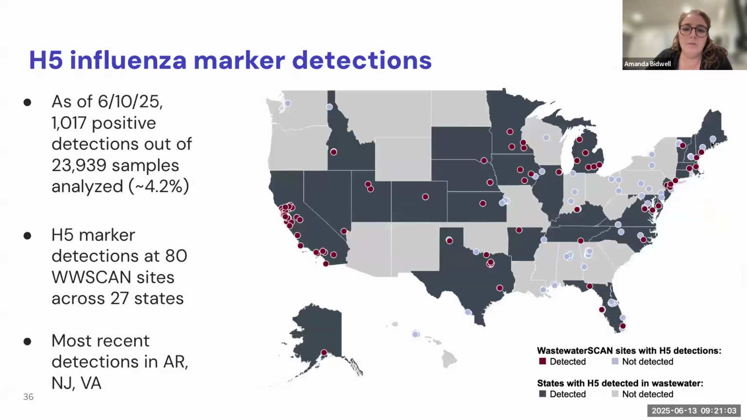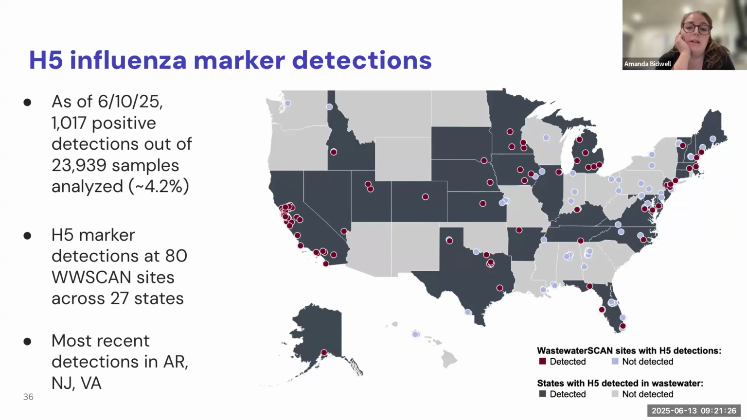So I believe this is my last one. Just wanted to give you a high-level overview of H5. We are only getting a handful of detections here and there. We've had detections this week in Arkansas, New Jersey, and Virginia. But across the board, we haven't been seeing as many detections as we did this past winter.